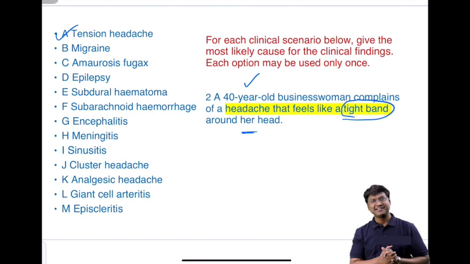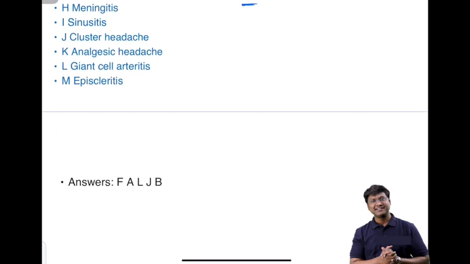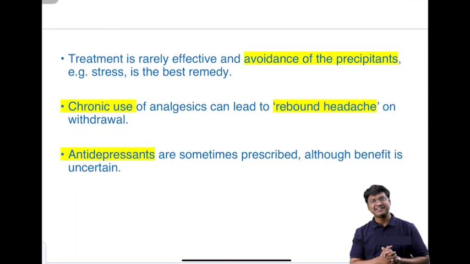And the treatment: the best remedy is you need to avoid the stressors. So stress management is a very important form of the treatment. One point you need to be very much aware of is the usage of analgesics. Chronic use of analgesics can lead to rebound headache on withdrawal. That is the reason why chronic usage of analgesics for tension headache is usually avoided.